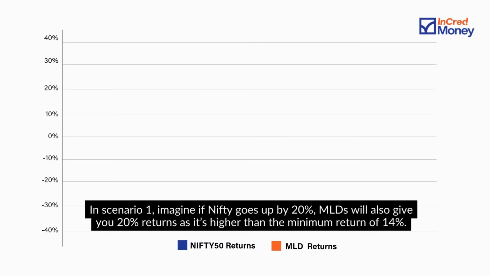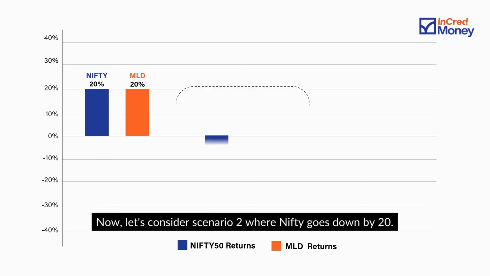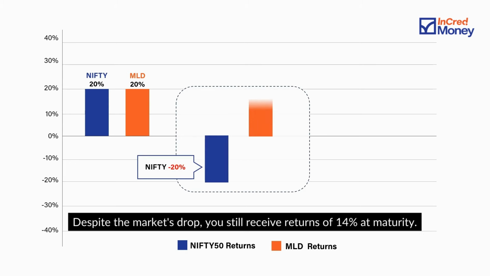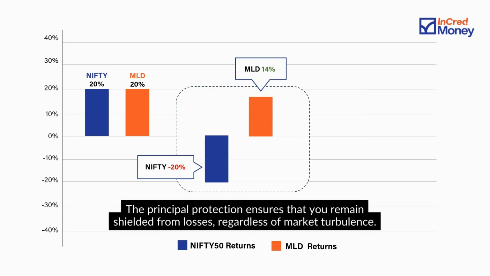In scenario 1, imagine if Nifty goes up by 20%. MLDs will also give you 20% returns as it's higher than the minimum return of 14%. Now let's consider scenario 2 when Nifty goes down by 20%. Despite the market's drop, you still receive returns of 14% at maturity. The principal protection ensures that you remain shielded from losses regardless of market turbulence.